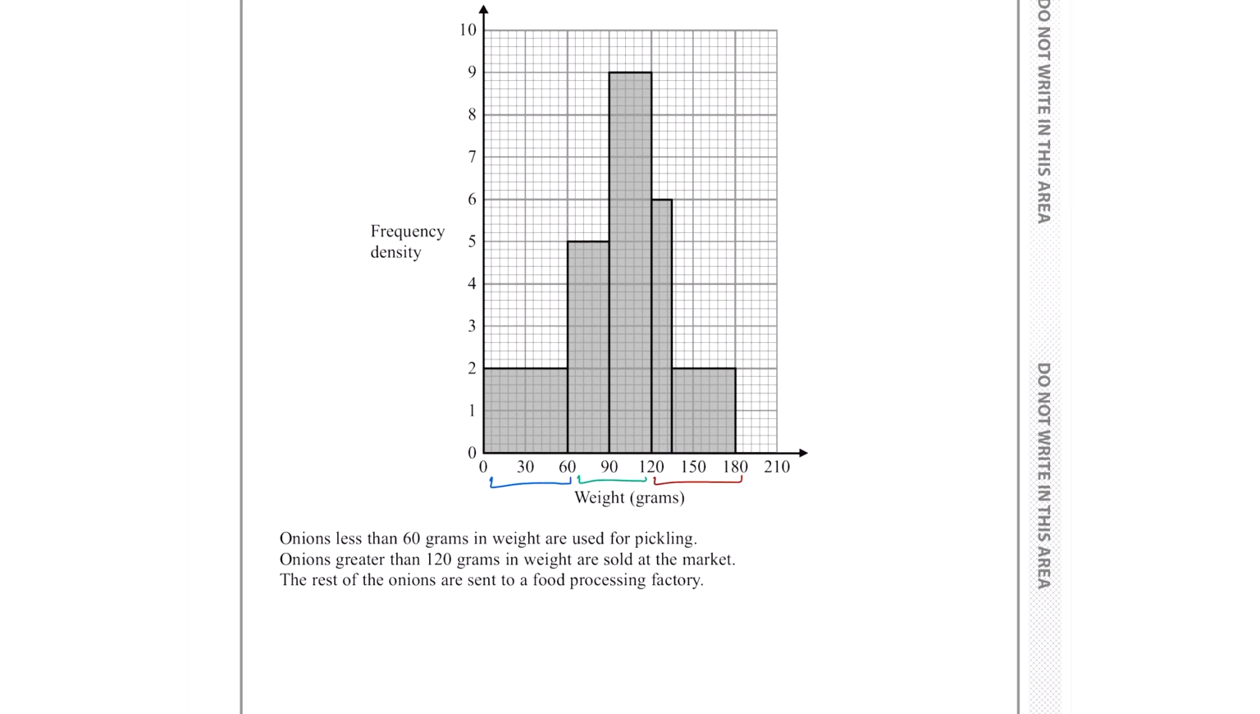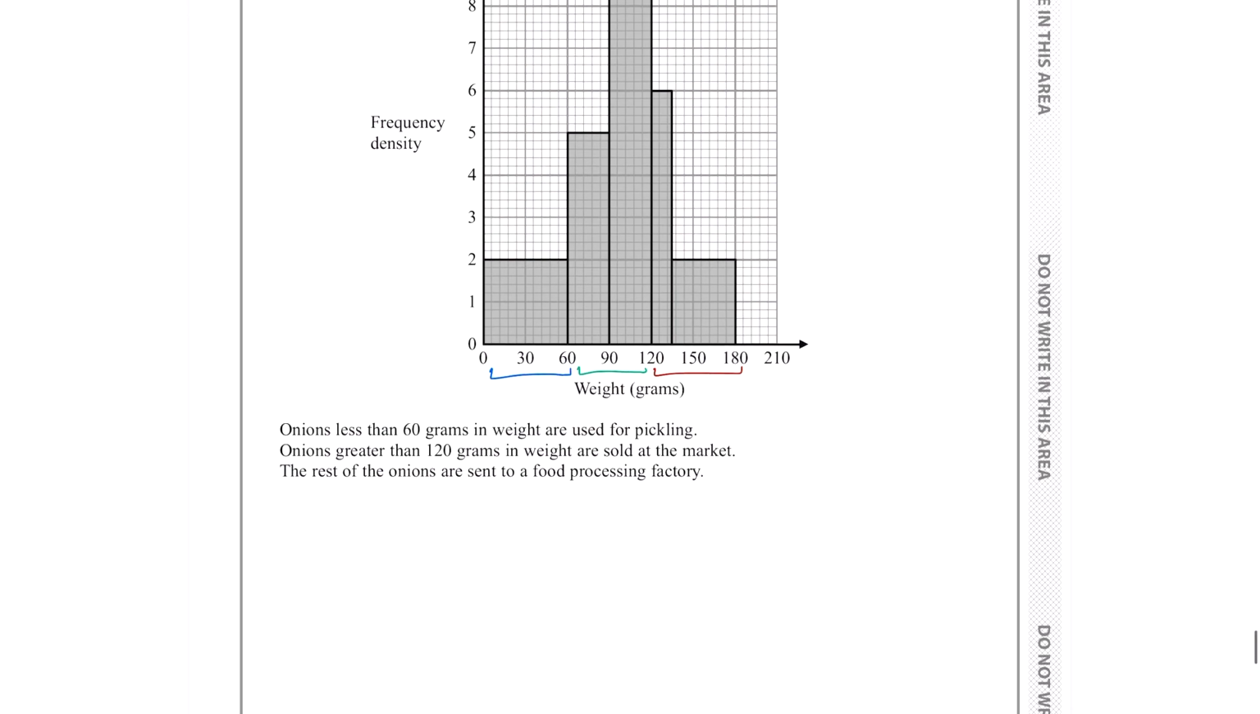So let me just change colors to make sure I'm keeping that. So the first region we need to look at is 0 to 60. So in the case of 0 to 60, we have the height is 2, the frequency density, sorry, I should say is 2. We're going to times that by the width, which is 60, so that is 120 here. Then we change colors. So the next bit is from 60 to 120.